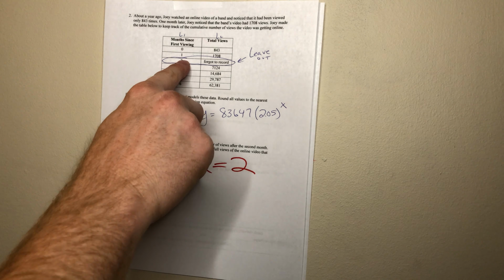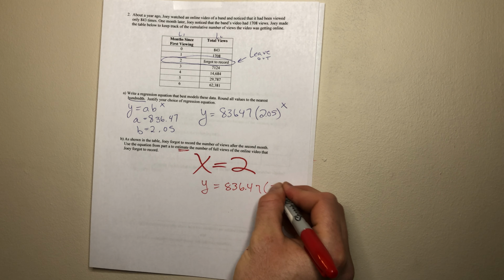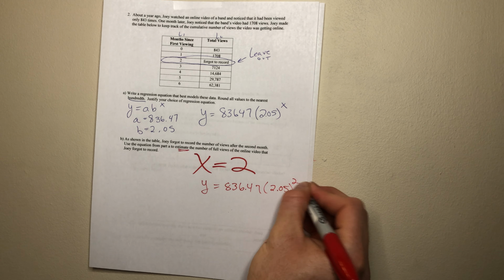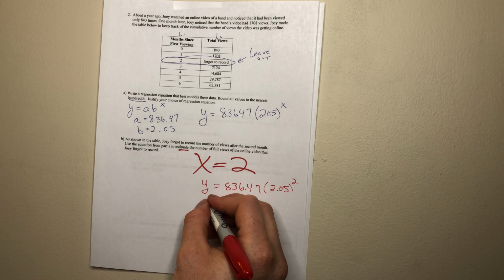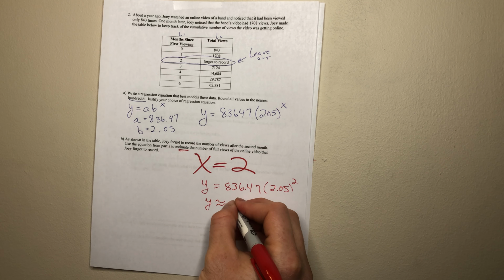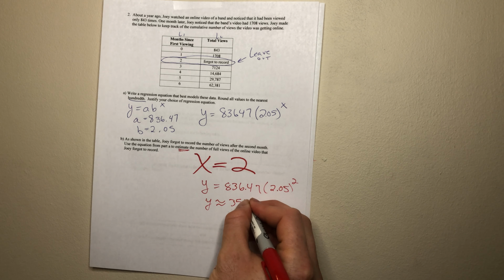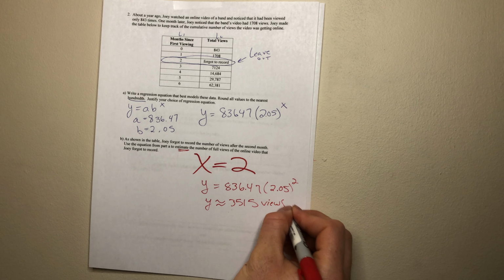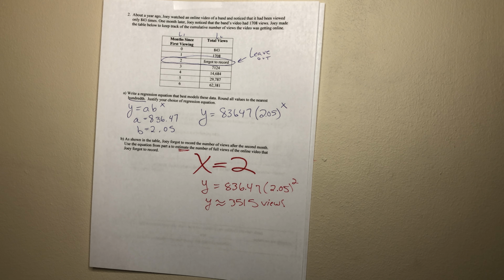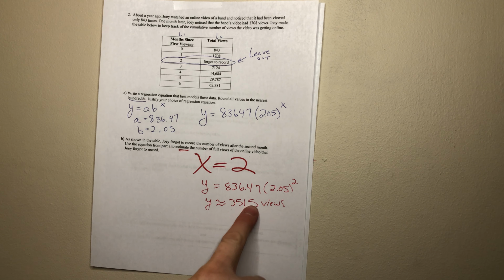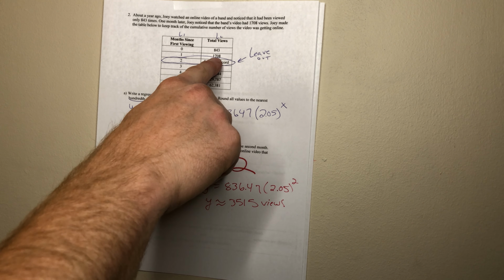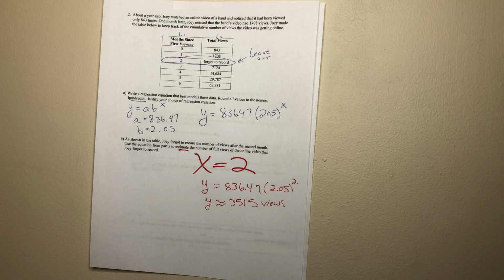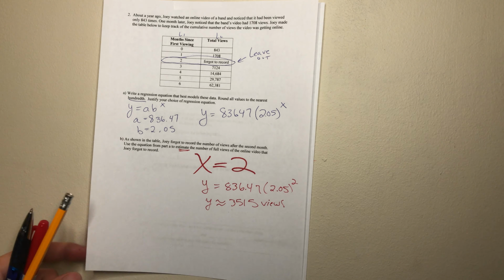That is right. For the second month, we are going to plug it in here. So y equals 836.47 times 2.05 squared. And plug that in. And we're going to get approximately 3,515 views. Which makes sense because 3,515 is somewhere in between 1,000 and 7,000. So it's definitely reliable, and that's a good, accurate guess based on real data.